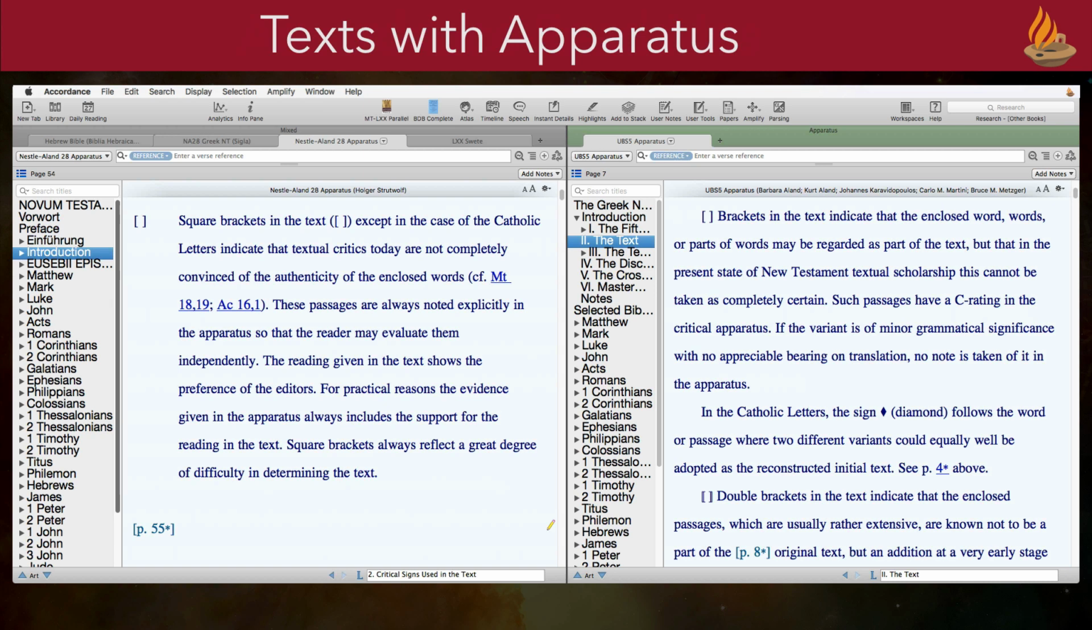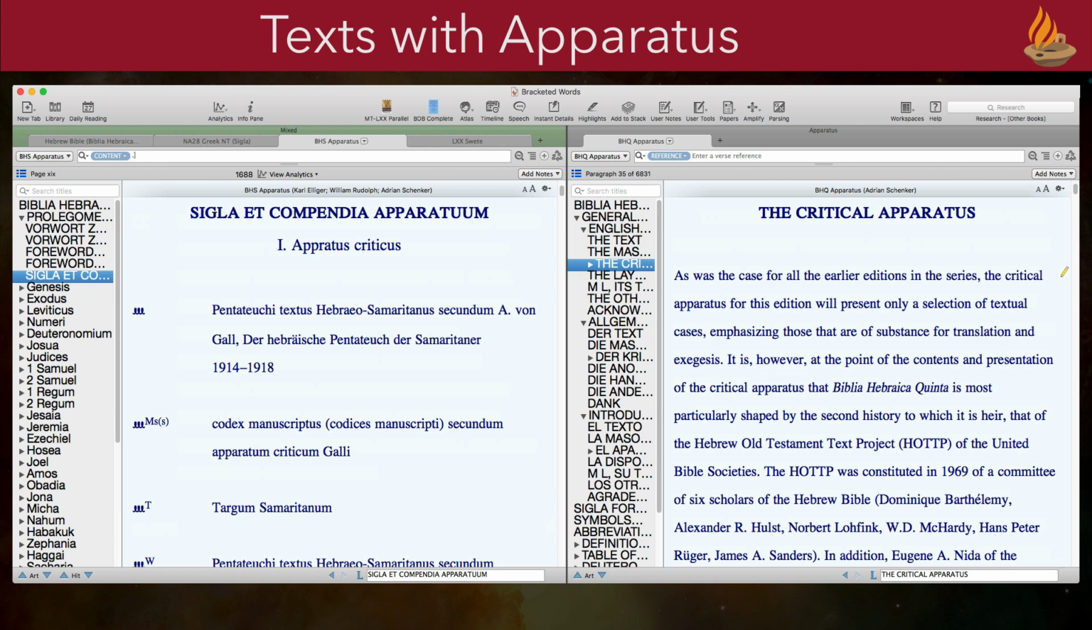In some cases, we place the front matter of texts at the beginning of their apparatus, as is the case for both NA28 and UBS5. This side-by-side view has the NA28 on the left, the UBS on the right, both open to their explanation of brackets. The front matter is also in the apparatus of BHS and BHQ, though in this case I've opened both to the symbols in their critical apparatus.